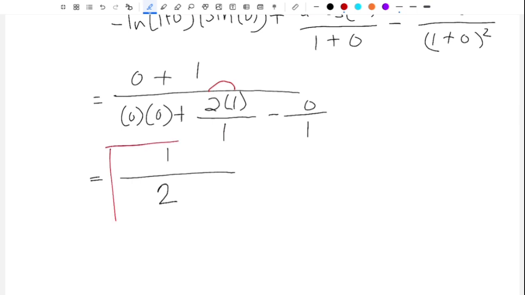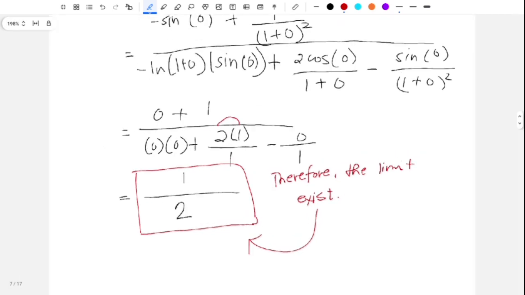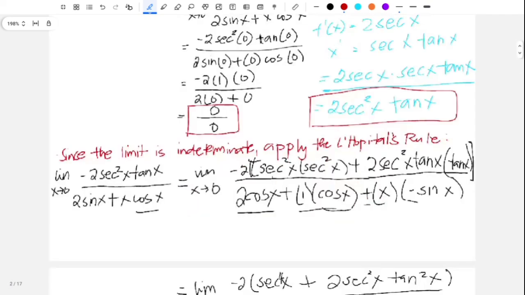There you go. This is our final answer for item number 2. Conclusion, therefore, the limit exists, which is equal to 1/2. Okay, there you go. For our item number 2, we got its answer, which is 1/2.